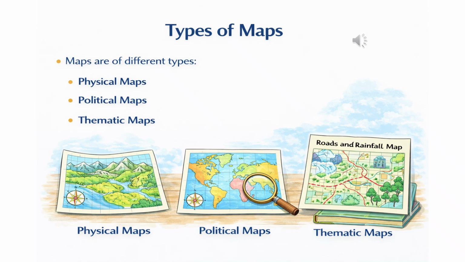Maps are of different types based on what they show. There are three main types of maps: physical maps, political maps, thematic maps. Let us understand each type one by one.